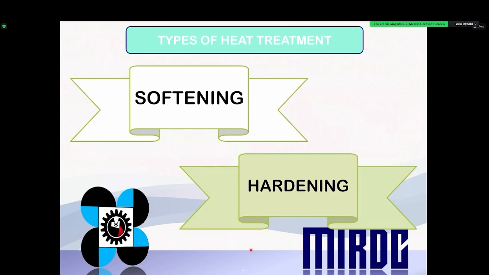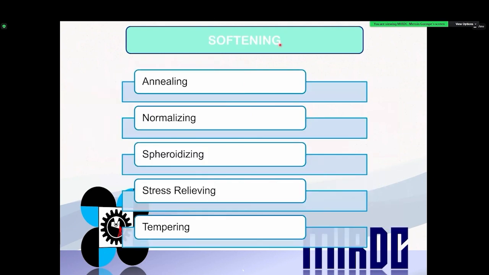So there are 2 types of heat treatment. It could be softening or the hardening. Okay? So let us discuss each. Ayan. So sa softening, you have annealing. Actually, normalizing can also be hardening, but it is in the softening. And then we have spheroidizing, stress relieving, and tempering.